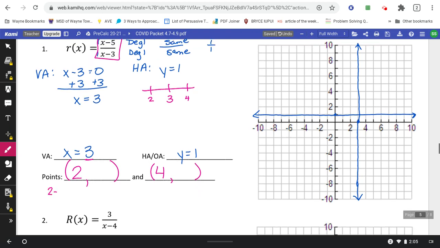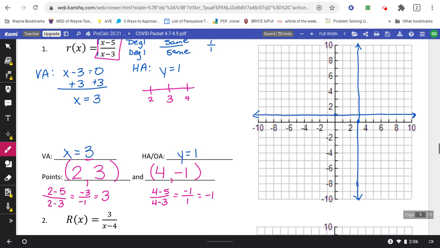2 minus 5 over 2 minus 3. That gets me negative 3 over negative 1, which gets me positive 3. So when I plugged in a 2, I got an answer of 3, meaning my point is 2, 3. Do the same thing for the 4. Plug in a 4. That'll get me negative 1 over positive 1, which gets me negative 1. When I plugged in 4, I got negative 1, resulting in the point 4, negative 1.